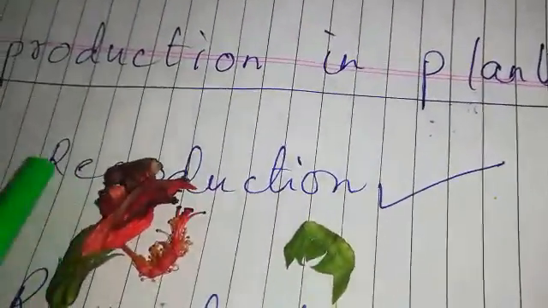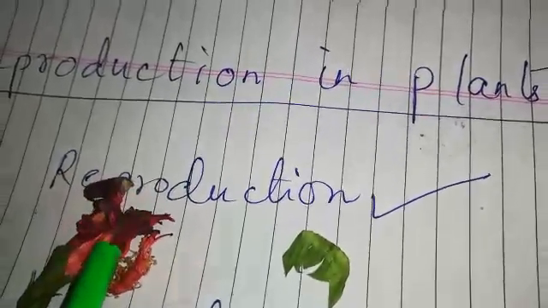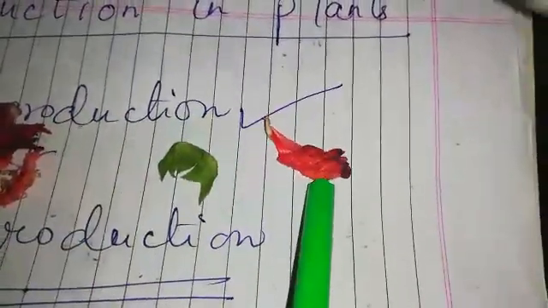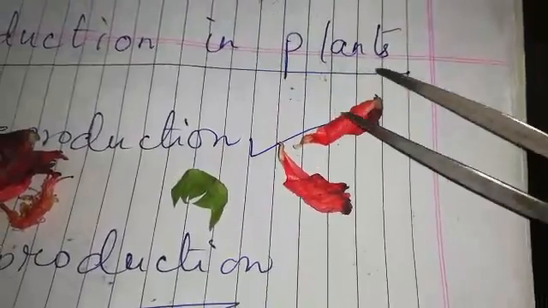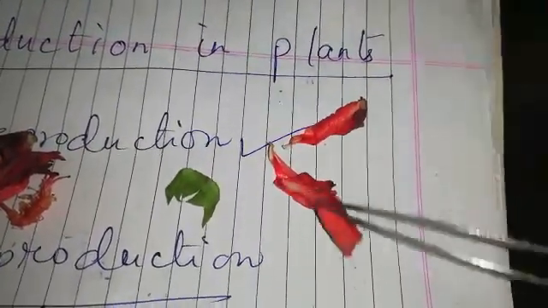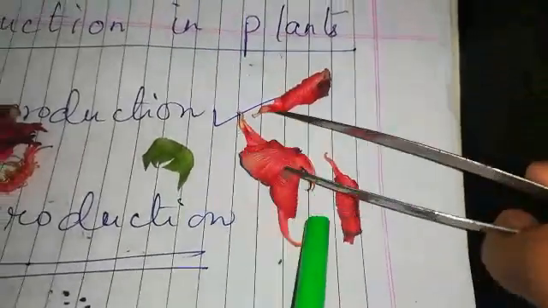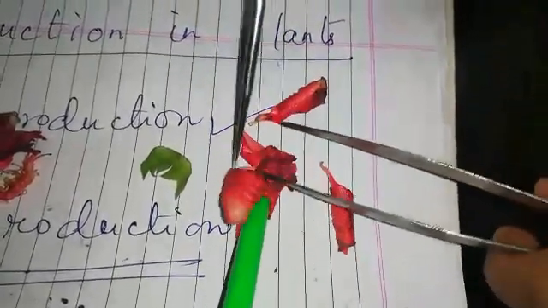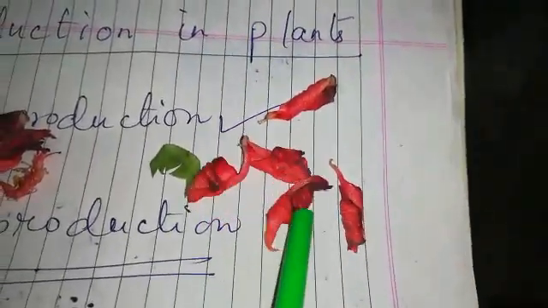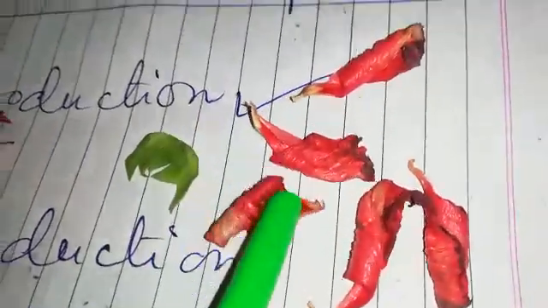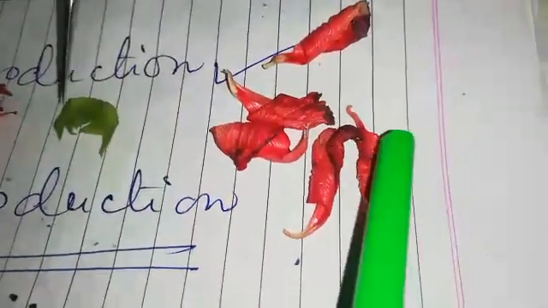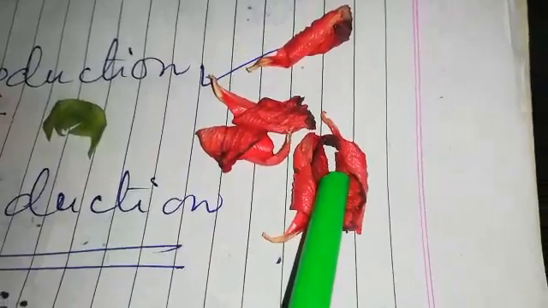Now I'll talk about the second whorl, that is the petals. These are the petals. Petals are either brightly colored or white in color. They are never found in green color. They are brightly colored because they contain chromoplasts. Now why are they brightly colored? So that they can attract the pollinating agents or the insects.